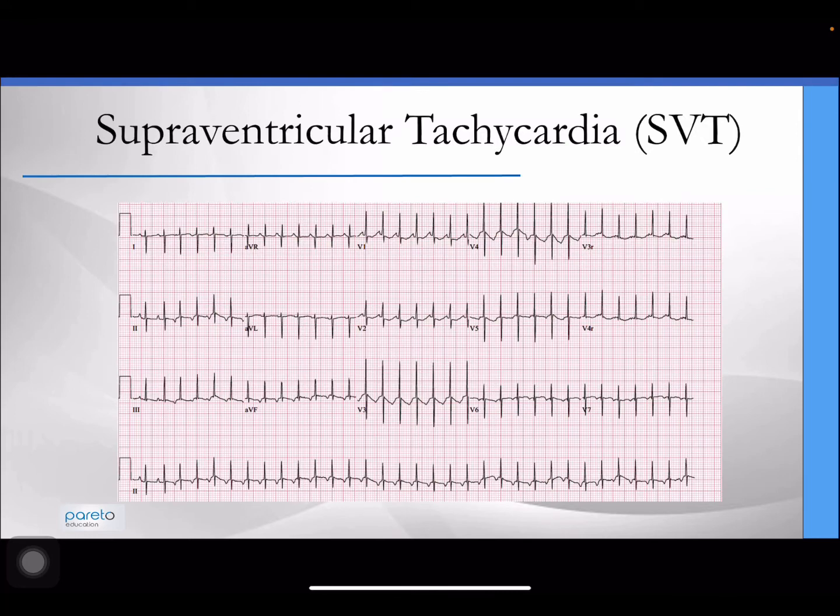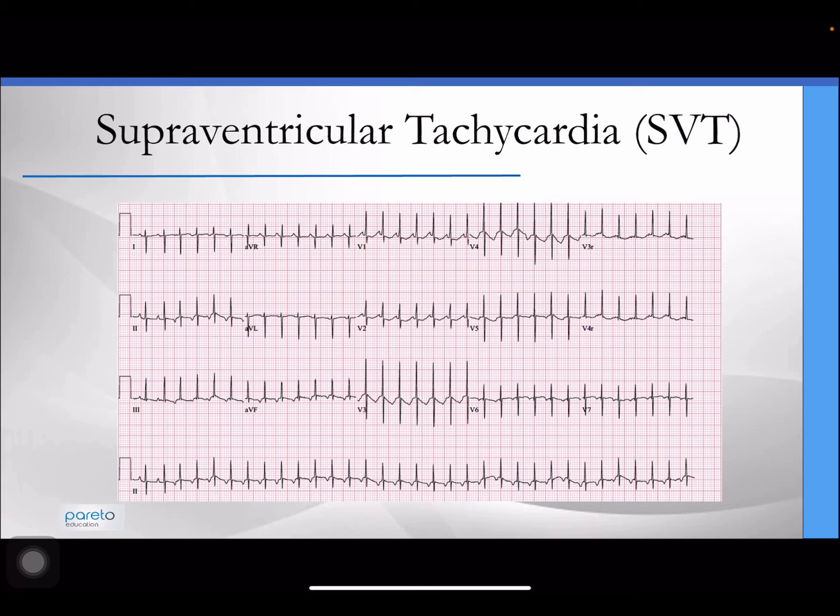Then you have supraventricular tachycardia, SVT, which is less life-threatening but feels like hell when you have it. Characterized by a very, very high heart rate, often reaching around 170, 180, or even 200 beats per minute. You get these characteristic narrow complex QRS complexes, and it's often very difficult to even see P waves because there are so many QRS complexes going very, very quickly.